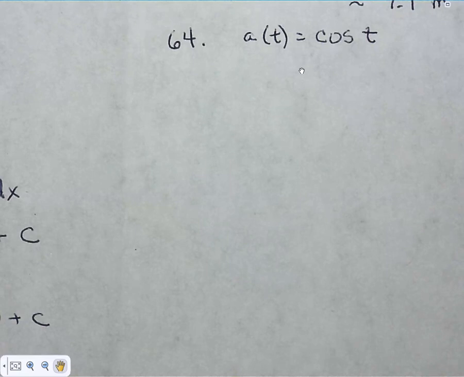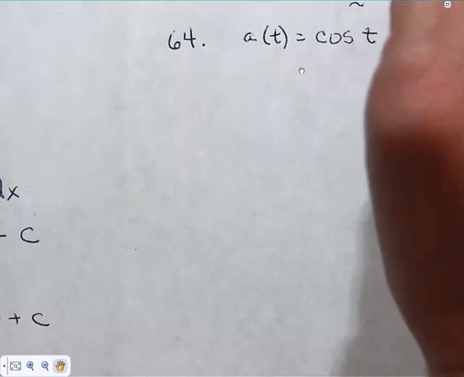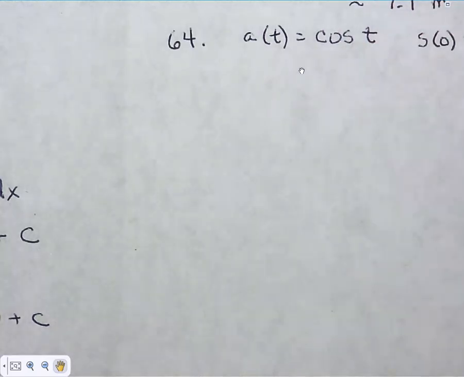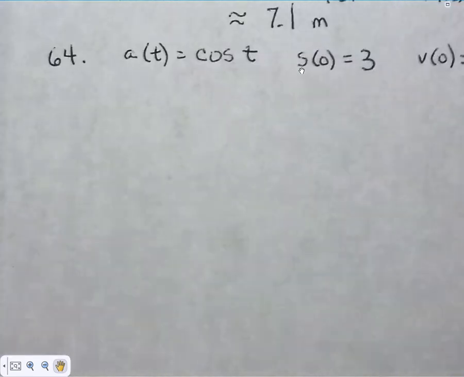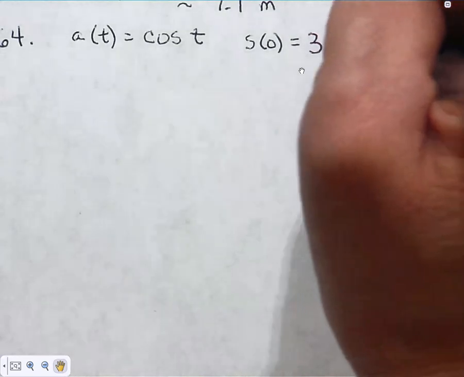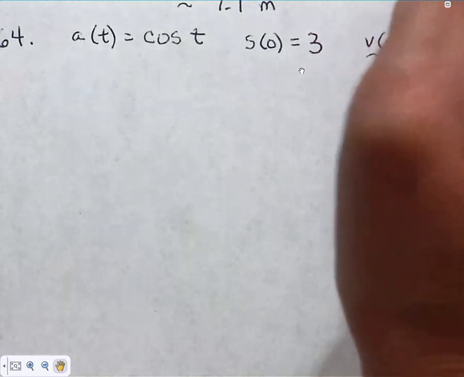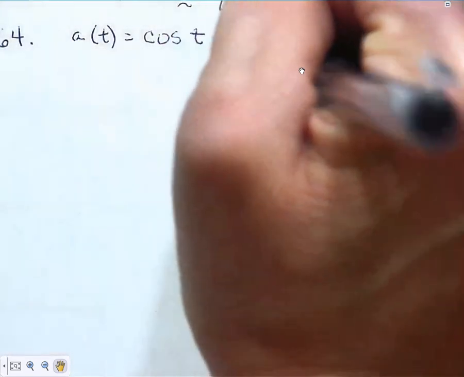Is that its acceleration, its velocity, or its position? Its position. So I'm going to say s of 0 equals 3. And the initial velocity is what? V of 0 equals 0. This is initial velocity, and this is initial position.